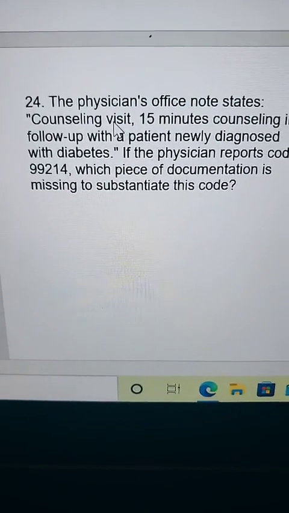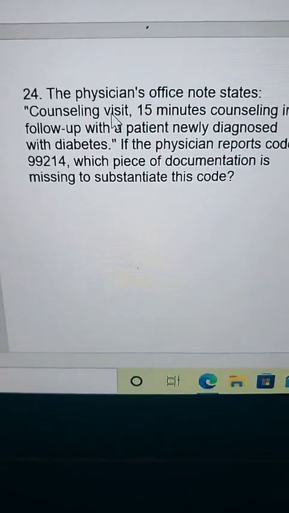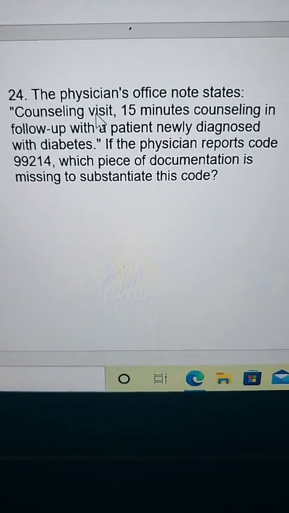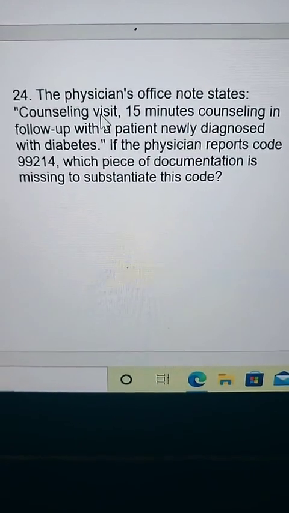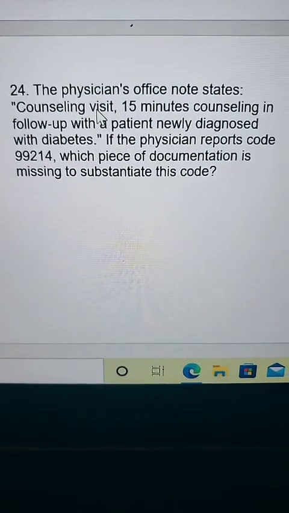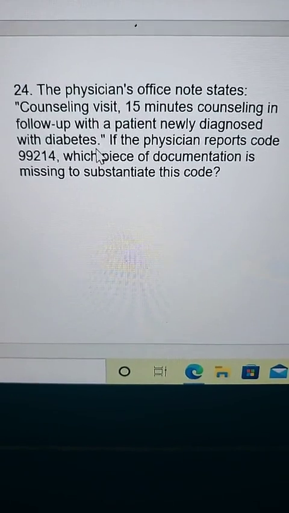So now that we've saved all this time by not reading questions, I've got a little bit more time where I can sit here and read. So it says the physician's office note states counseling visit, 15 minutes counseling and follow-up, the patient's newly diagnosed with diabetes.